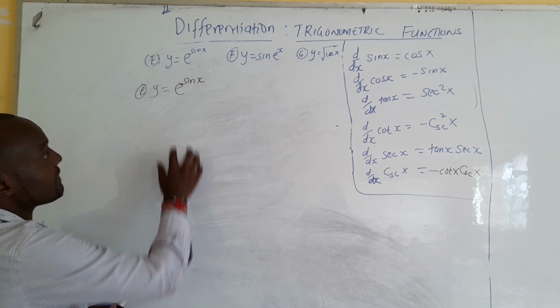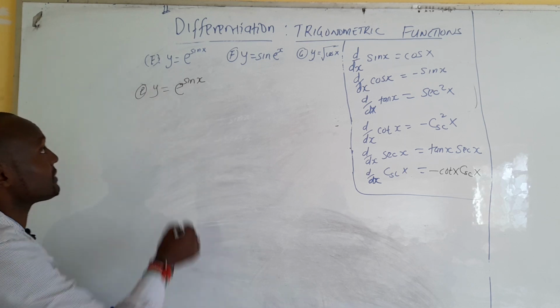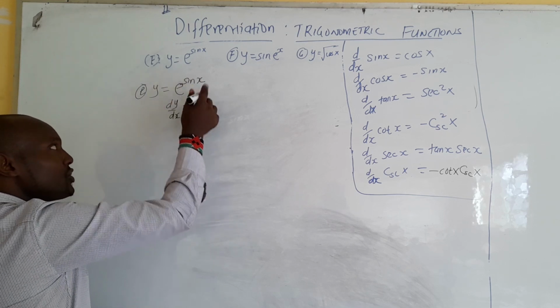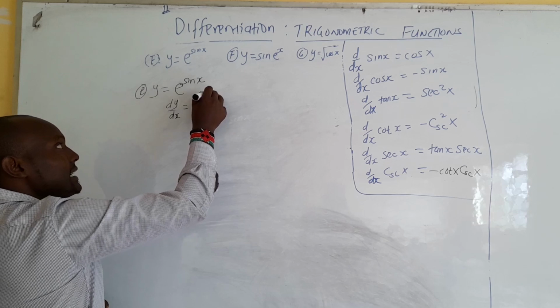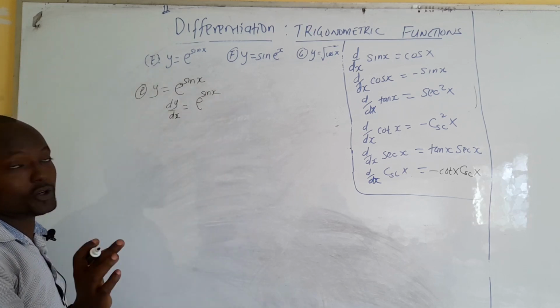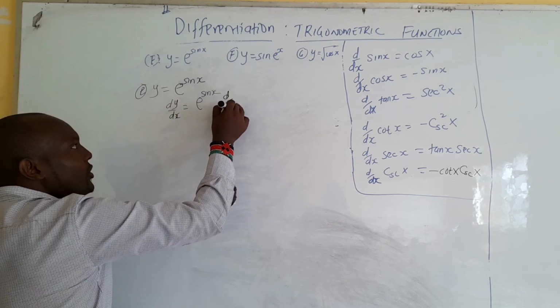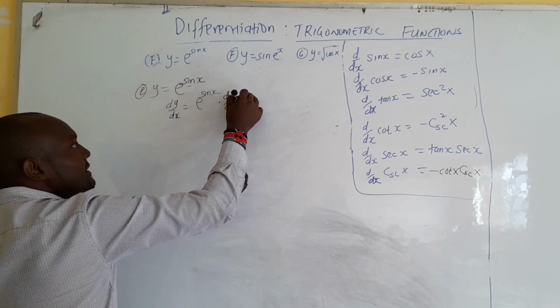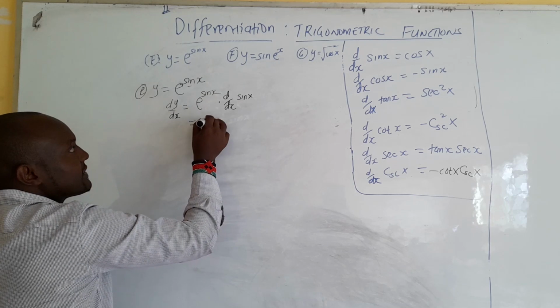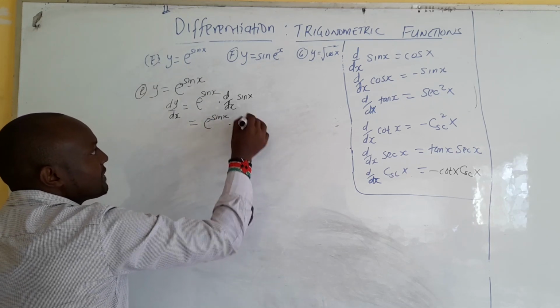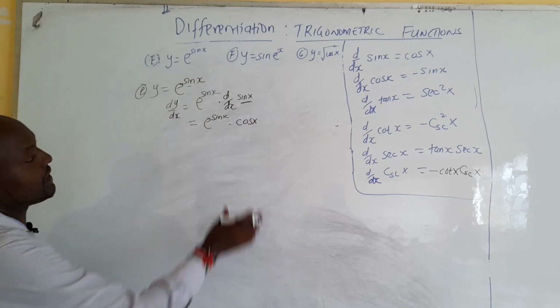We said if you are given an exponential function, how do we differentiate that one? You get dy over dx is equal to, the expression will remain the way it is. If you remember how we solved the natural exponential, the expression remains the way it is, but now you differentiate the power of it, sin x. So you get exponential to power sin x times cosine of x, because when you differentiate sin x, you get cosine of x.